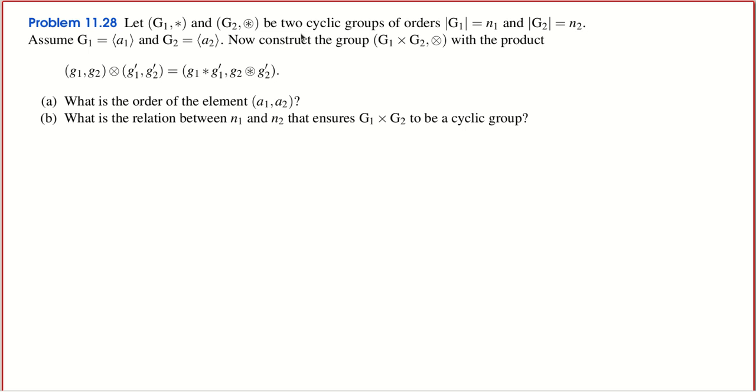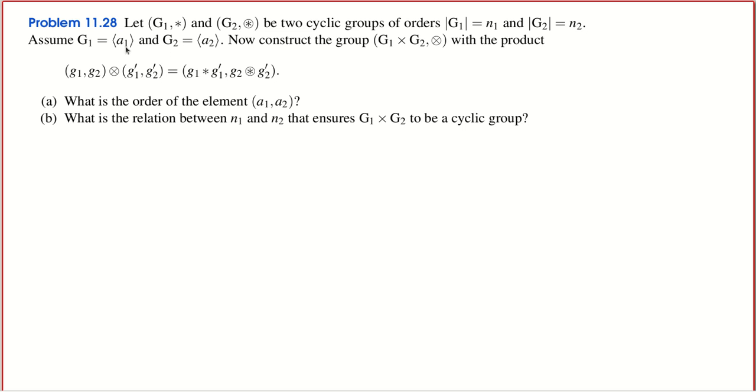What we have here are two cyclic groups, G1 and G2, each with its own product. The orders of these two groups are N1 and N2 respectively. Let's assume that you have two generators. If they are cyclic, they have to be generated by at least one element. So let's say that A1 and A2 are respectively generators of the first and the second group, and they are arbitrary. I mean, they can be any generator.